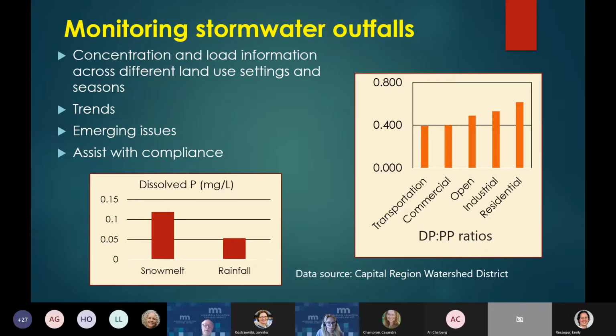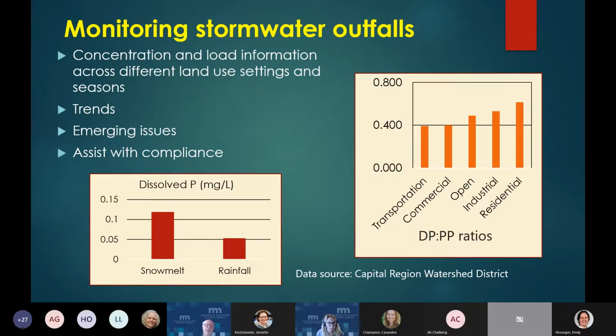Monitoring stormwater outfalls is obviously important. Now these are the big outfalls. So I believe like in Capital Region Watershed District, they have something like 10 or 11 of these outfalls that dump directly into receiving waters. So this is all stormwater. It helps us understand what's in stormwater. And we know, for example, from this information, and this is from Capital Region Watershed District, we know that the dissolved phosphorus concentration is much higher in snowmelt than it is in rainfall. And this helps us to attack this particular problem that I talked about earlier.